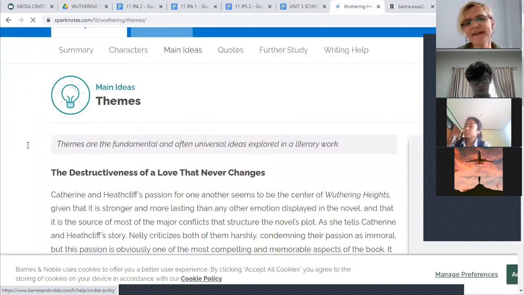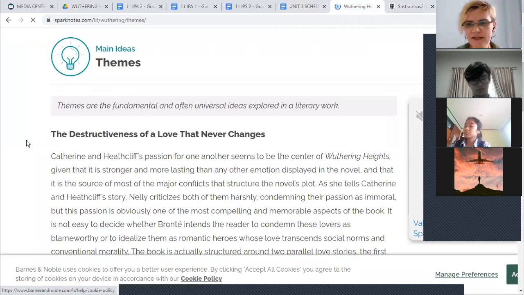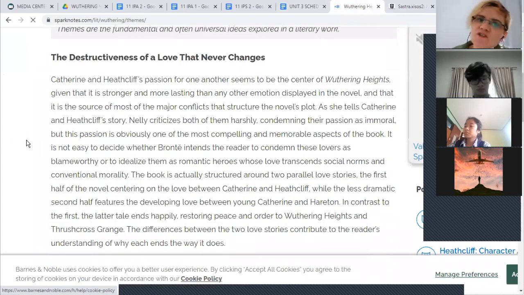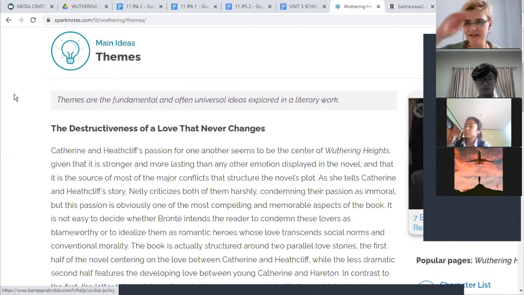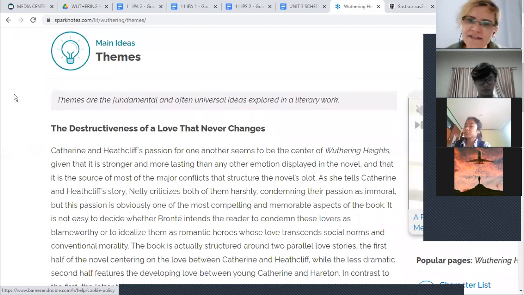Basically, when we're looking at the theme of the story, it refers to the destructiveness of a love that never changes. So here you can see themes are the fundamental and often universal ideas explored in the literary work. In every story, there is a theme. A theme needs to be built in. That is something that represents the whole story. It's the idea that is explored within the story. And in this case, the theme of Wuthering Heights is the destructiveness of a love that never changes.